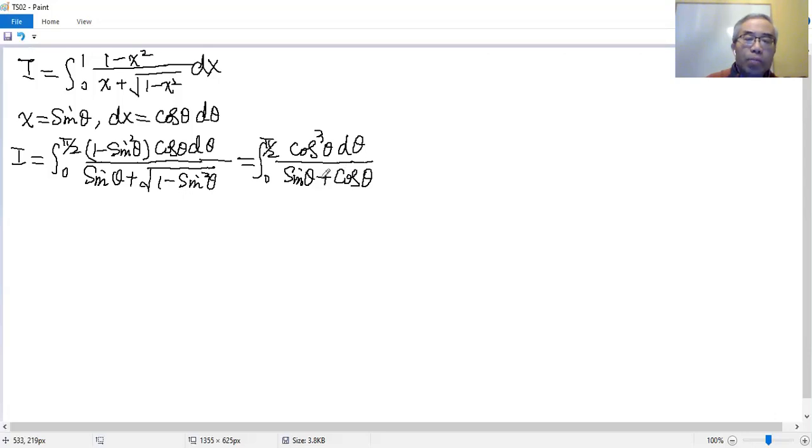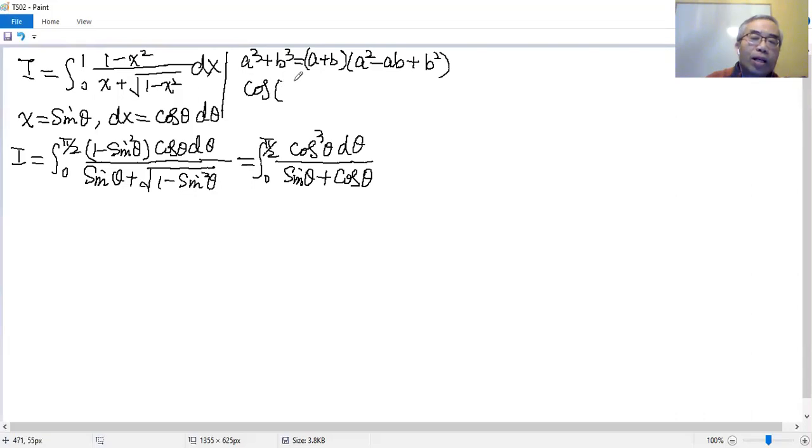In order to eliminate the bottom, we can use this formula: A cubed plus B cubed equals (A plus B) times (A squared minus AB plus B squared). So if we can create sine cubed plus cosine cubed, then we can cancel the bottom. But how can we change cosine theta to sine theta? We know cosine of (half pi minus u) gives us sine u.